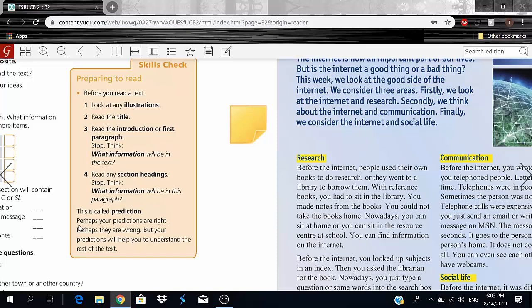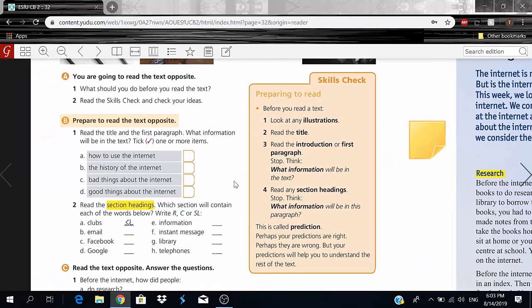So maybe they're right in terms of the information in the text, maybe you're wrong. But you gotta understand that these predictions, when reading, will help you understand the rest of the text. Obviously, when reading just for the fun of it, it might not be that useful, but when reading specifically either trying to find information for a comprehension or for research, these predictions can and will help you. Okay? Now let's see, what do we have here?